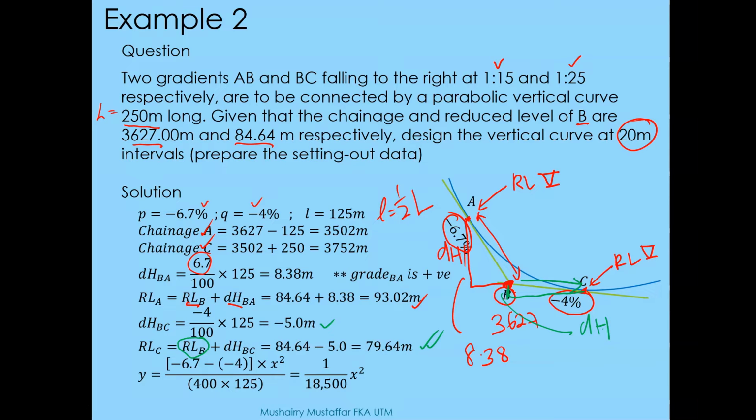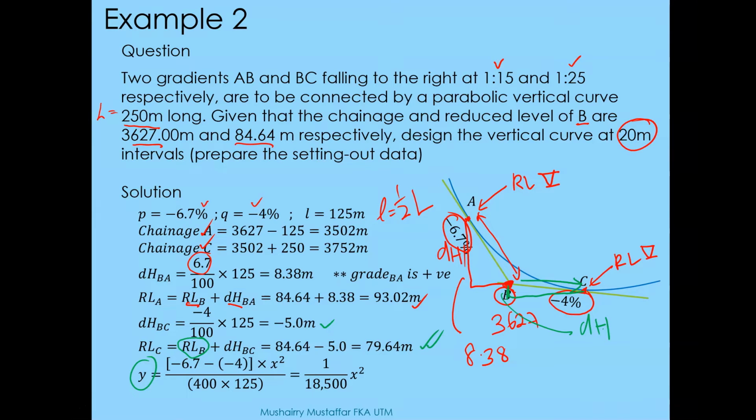And lastly, the offset Y, by using the equation: algebraic difference P minus Q, times X squared, over 400 times 125, which is L. So you can generalize it like this to make your calculation easier if you like, or otherwise just keep it as it is. Okay, so that's the calculations that we need to do before we actually prepare the table. That's sort of an initial calculation of the preambles.